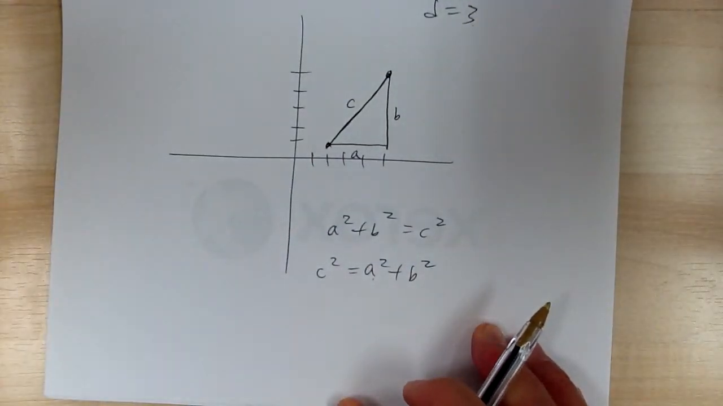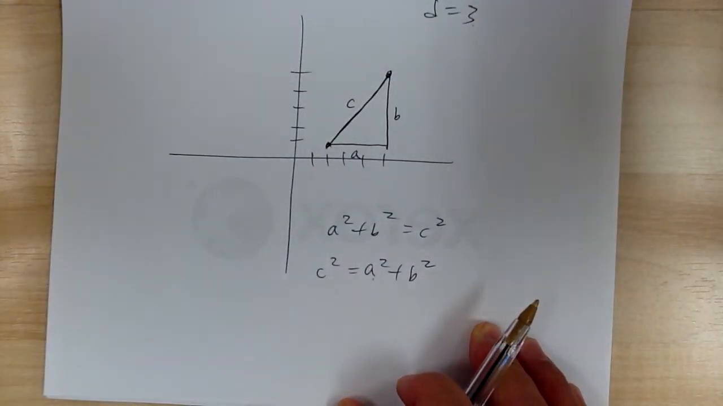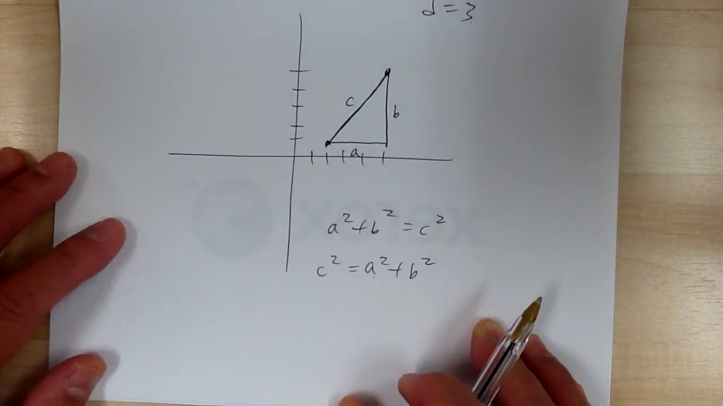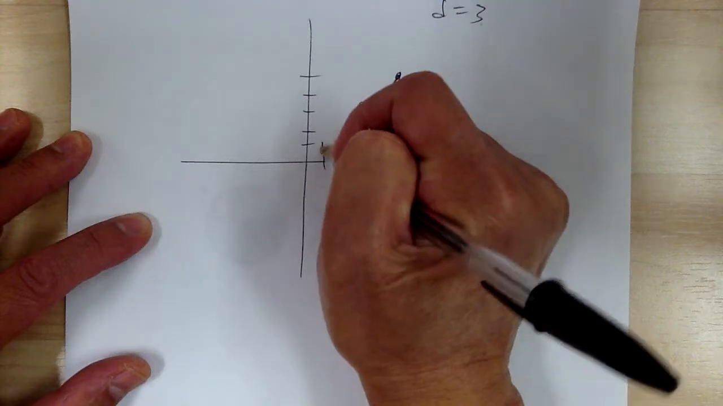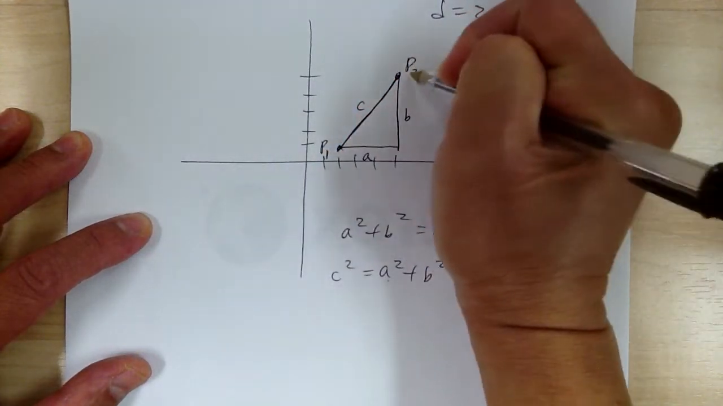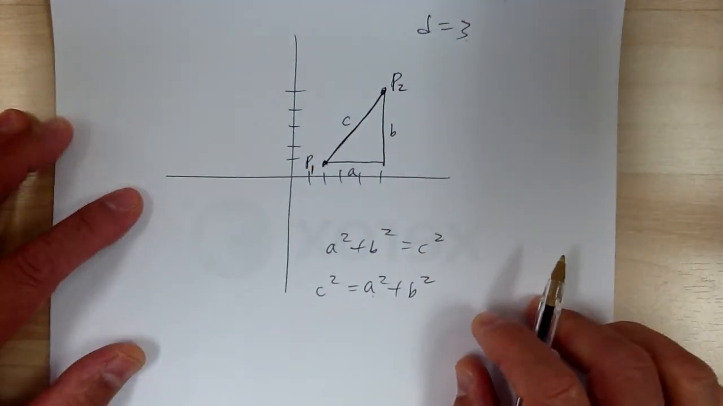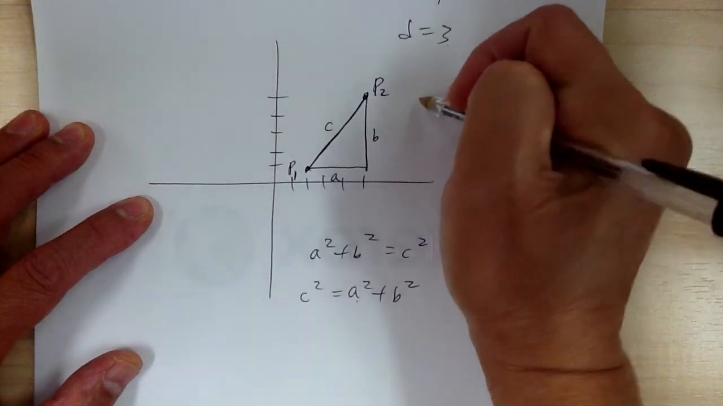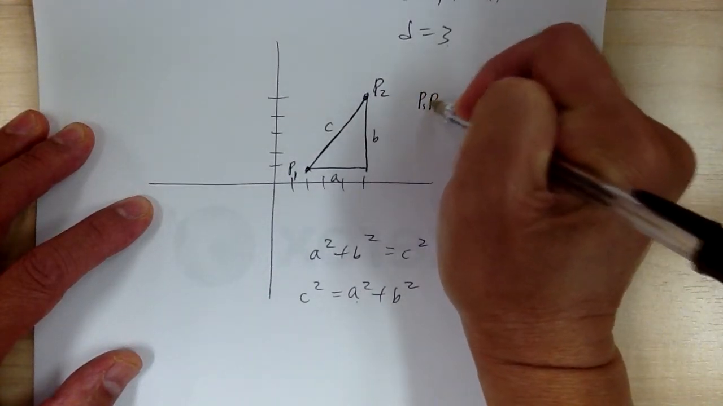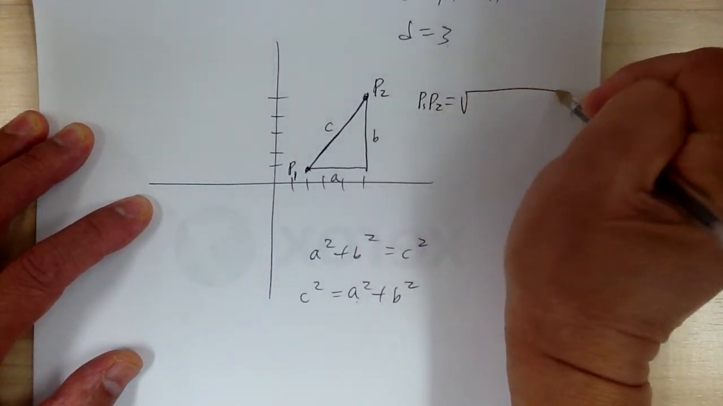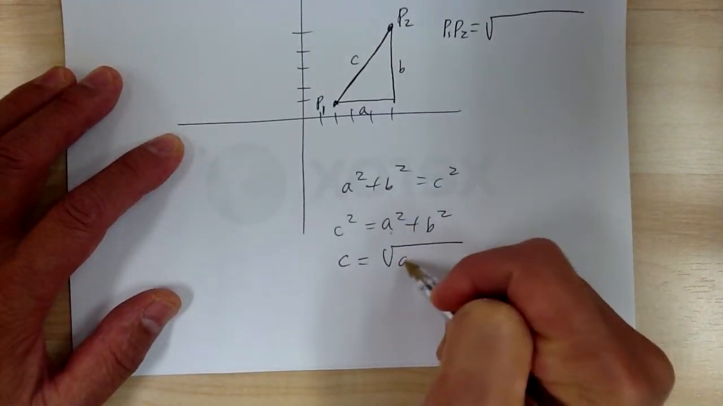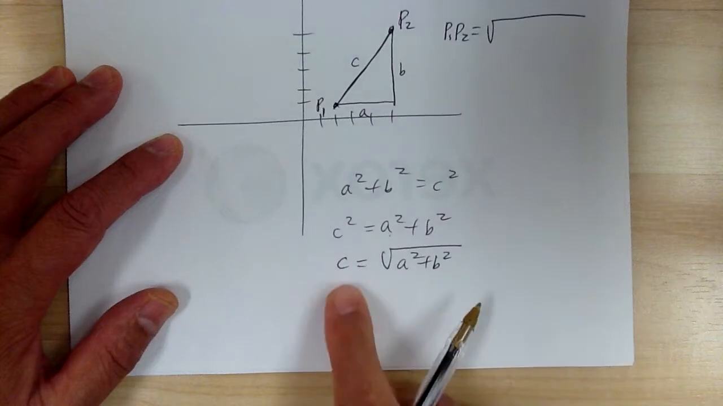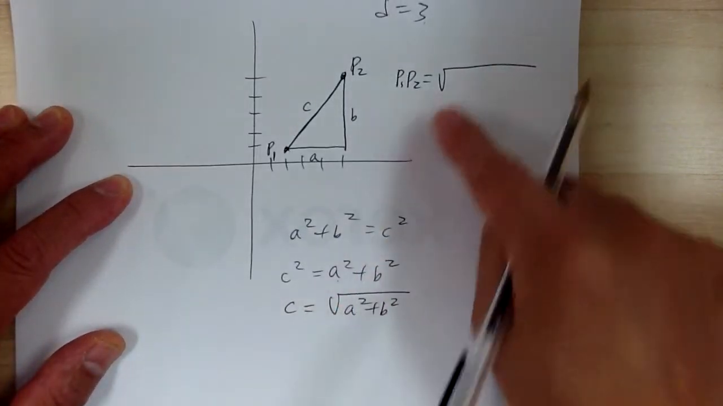So if you go to page 380, the distance formula. So this is P1, this is P2. So the distance between P1 and P2 is equal to the square root of, because think of here, if you're talking about C, you have to take the square root, right? So it's the same idea. So this came from the Pythagorean theorem.